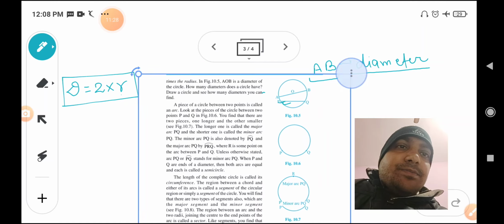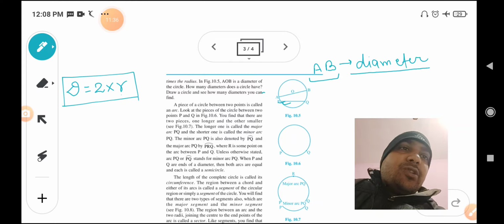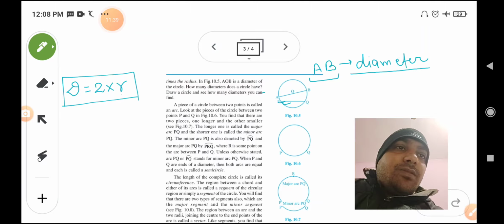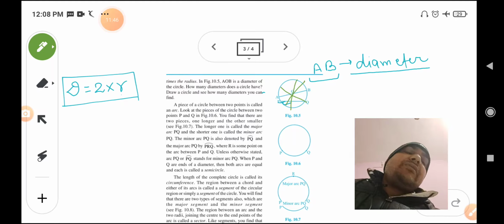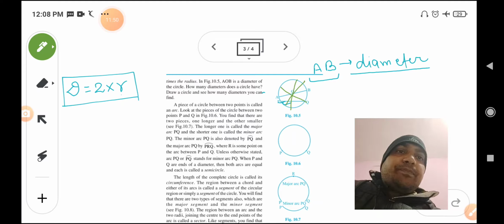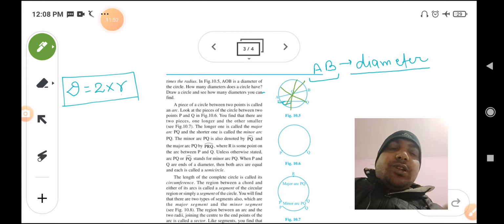Now it is asking how many diameters does a circle have? You can draw like this. You can draw like this. You can draw like this. So a circle can have infinite diameters. Is it clear to everyone? Okay. Now coming to the next.